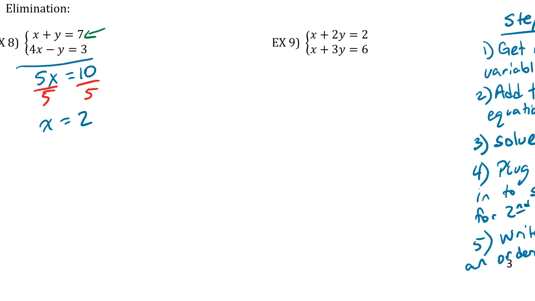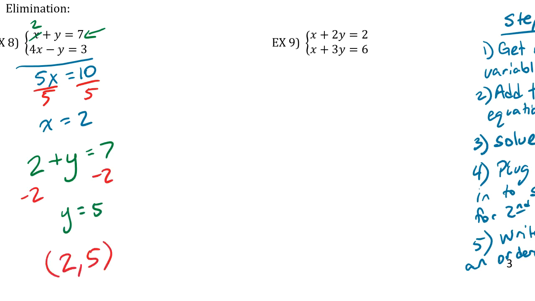Right? So if we plug in 2 for x, we're going to get 2 plus y equals 7. All right, we're just replacing that x with 2. Now we just solve for our second variable. So subtract 2, and we get y equals 5. So our final answer is 2, 5.